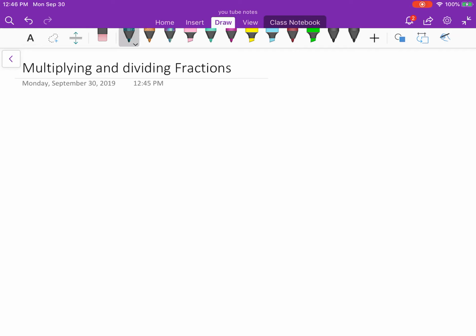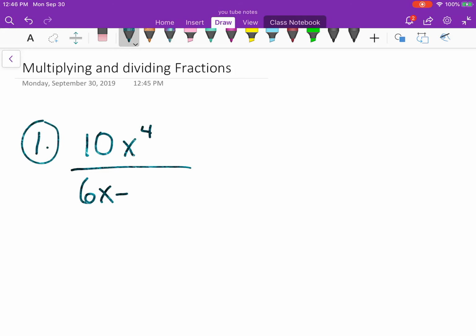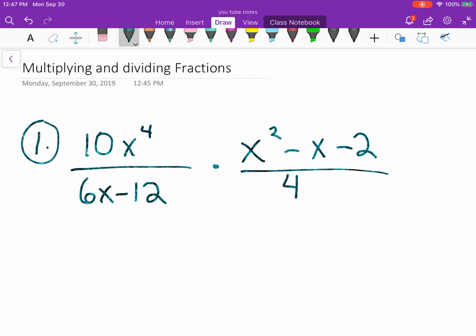I'm going to start out with kind of a difficult one because I feel like that'll help you guys remember what to do. If you can do a hard one and understand what I'm doing here, then you can totally do an easy one. So this one's going to have a little bit of everything going on in it. GCFs, factoring. The only thing I don't have in here is a difference of squares.